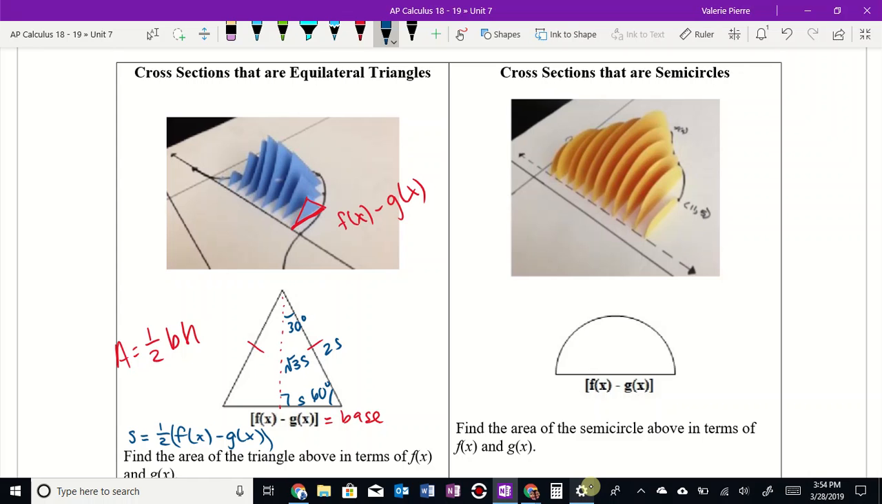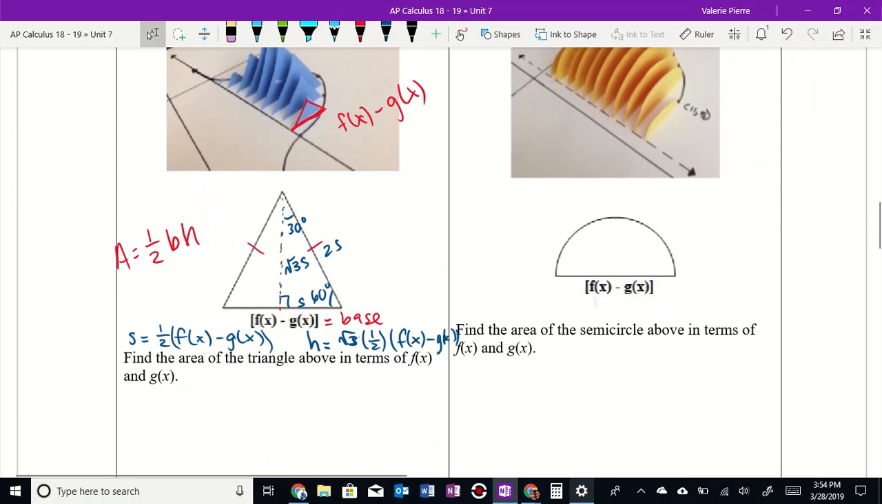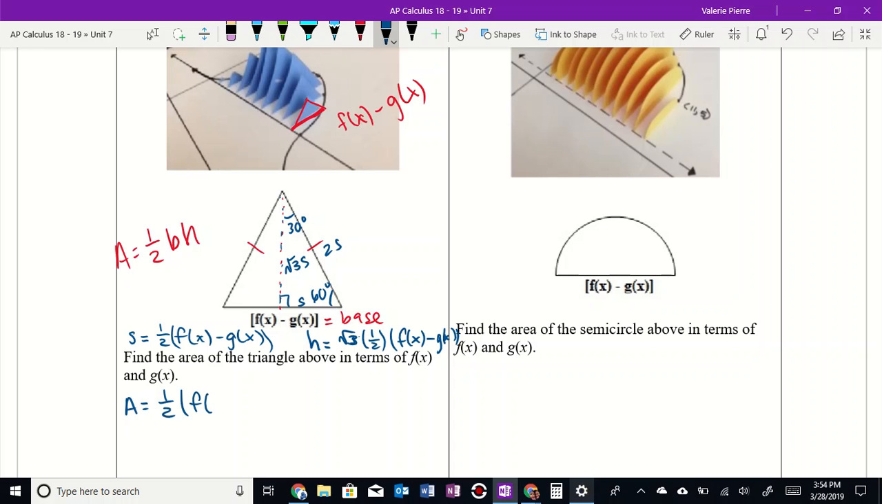So then the height is equal to square root of 3 times half of our base. So we have square root of 3 times 1/2 of f of x minus g of x. So our area function is 1/2 times our base, which is f of x minus g of x, times our height, which is square root of 3 times f of x minus g of x.